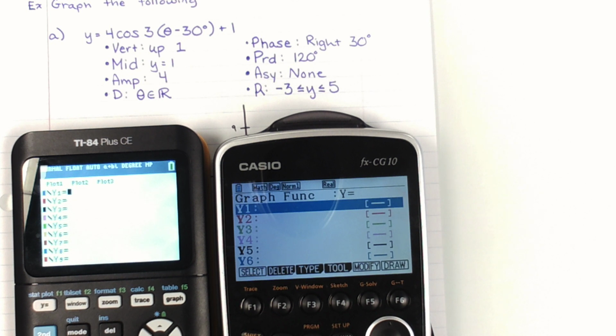That was a beastly one that I'll put in later. Okay. For cosine of 3, theta minus 30 degrees plus 1. Okay. So far, if I were to plug that in, I'm guessing I'm starting with the 4, right? Probably the cosine button.